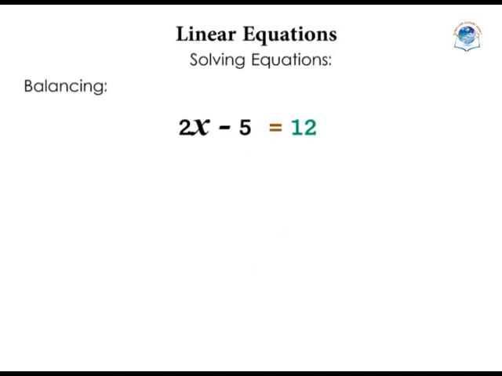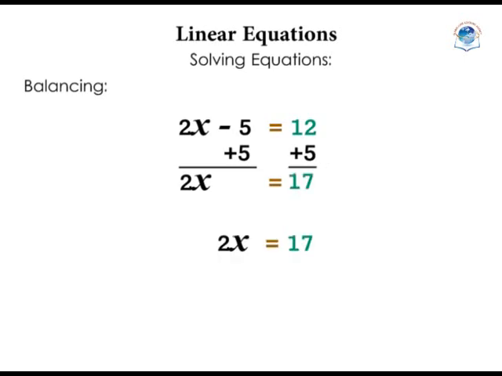How about 2x minus 5 equals 12? Now in this case, to get rid of minus 5, we have to add. So 2x minus 5, we add plus 5. And is equal to 12, we also add 5. So we have minus 5 plus 5 is 0. So that side remains 2x. On the other side, 12 plus 5 is 17. So 2x is equal to 17 and x is equal to 8.5.